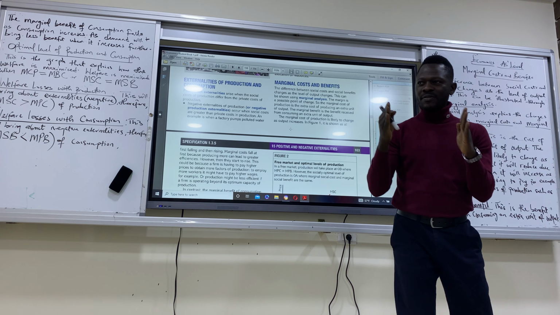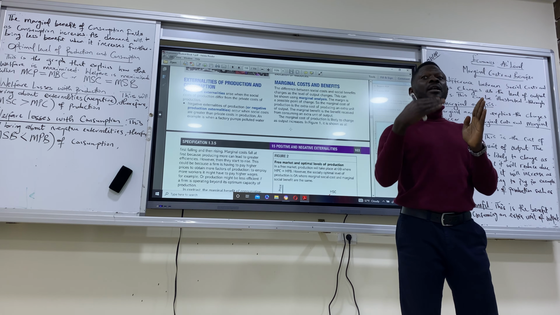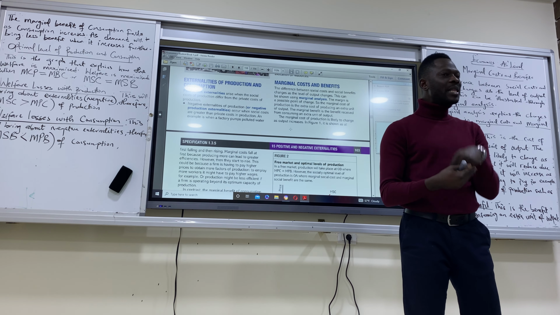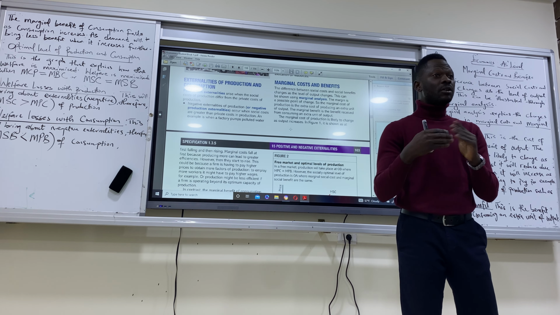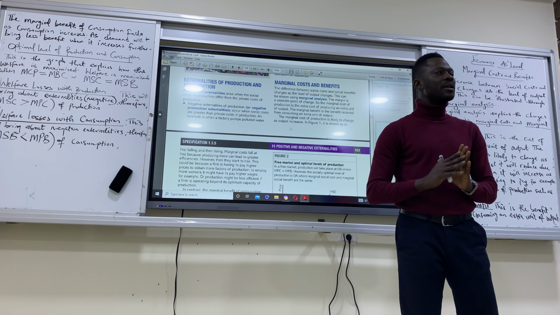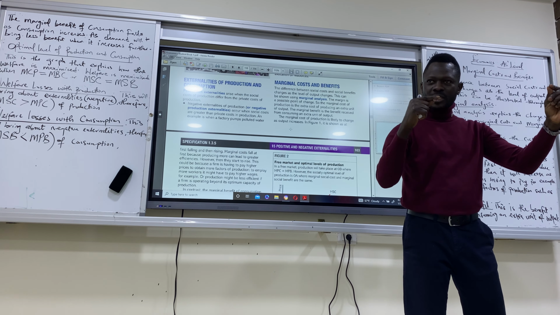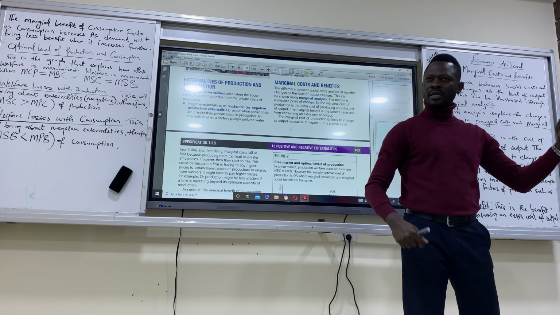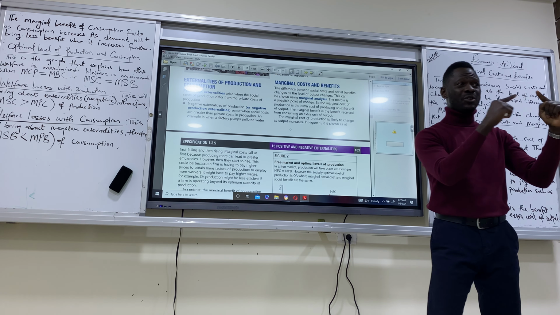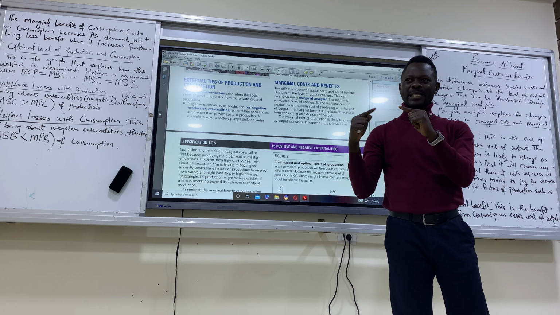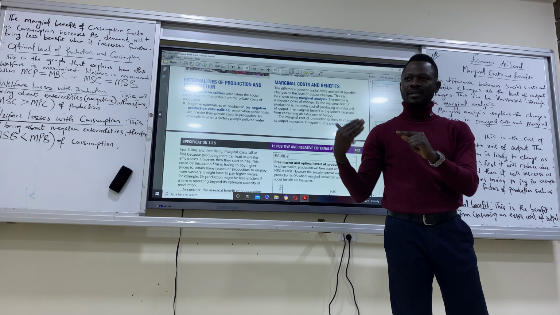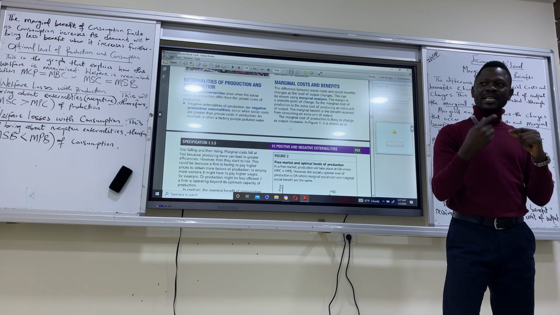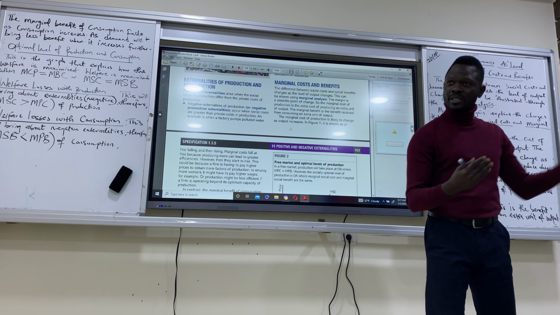We continue with positive and negative externalities, which means there are costs that have to be paid and benefits that have to be received in the course of producing goods and services. Production brings about cost and benefit. Benefit for consumers, cost for producers. But as soon as those costs are transferred to consumers, then it becomes an externality. As soon as the benefit is transferred to consumers, it becomes an externality, which is positive.